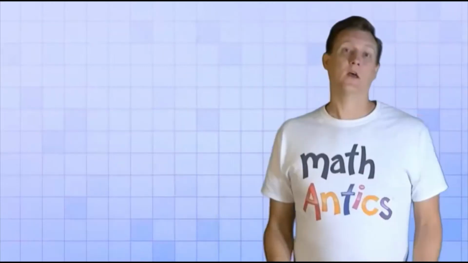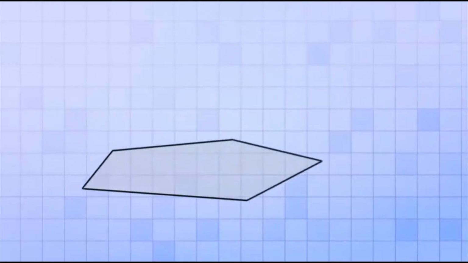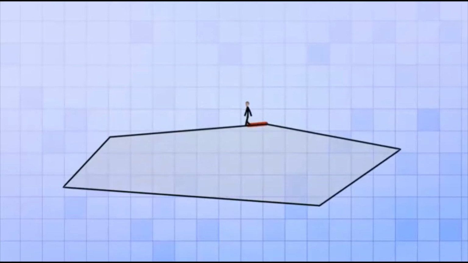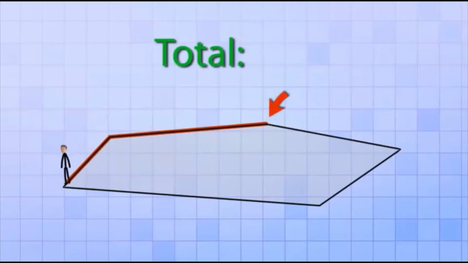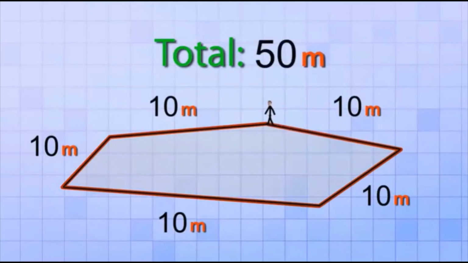A good way to see what perimeter is to imagine that you could walk right along the edge of a shape, like this 5-sided polygon. Imagine starting at one of the polygon's vertices and then walking along each side until you got all the way back to the point that you started from. The total distance you traveled would be the perimeter of that shape. In this case, if the length of each side of the polygon was 10 meters, the total length you would travel along all 5 sides would add up to 50 meters.